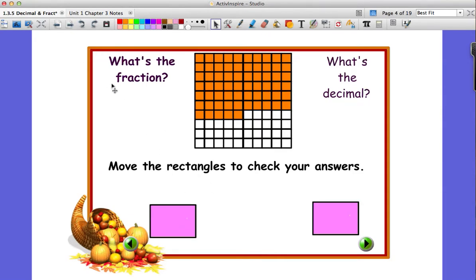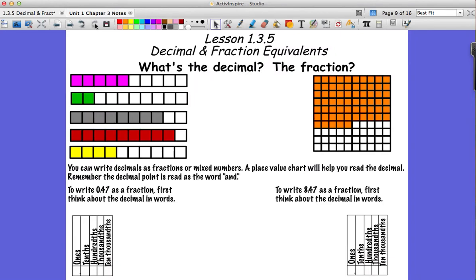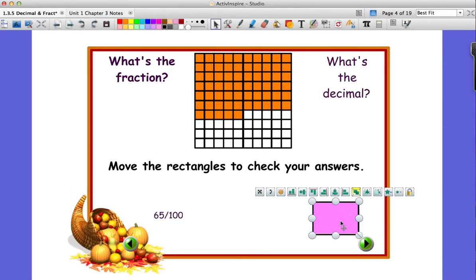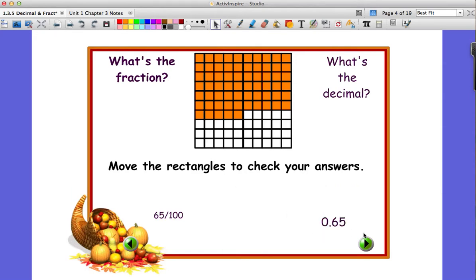Okay, I want you to take a minute, and I believe this one is actually in your notes for you to try to write down. When you come back, we'll go over your answer. All right, so you should have gotten 65 out of 100, so 65 hundredths. And then again, 65 hundredths, with the last number being in the hundredths place, for your decimal.